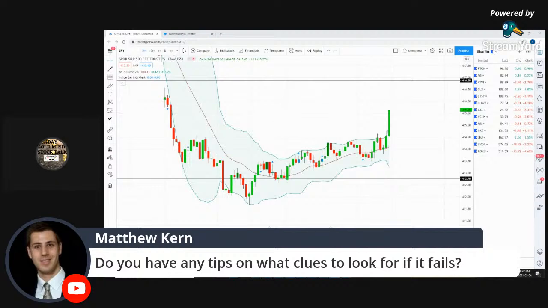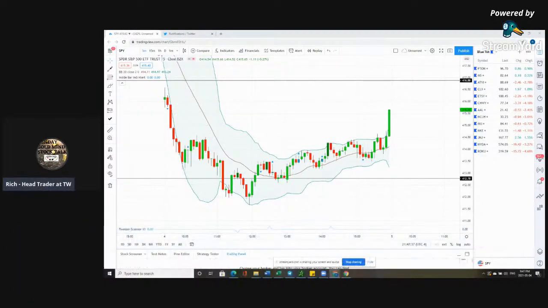Do you have any tips on what clues to look for if it fails? If it fails, you're going to get stopped out. There's nothing you can really do about it. With the opening range breakout, you take it, and if you get stopped out, it's okay. Because you can see, right, when you're right, you can make a lot. You can make between 2 to 5 times your money. So you just have to play the odds game, right? If it's wrong, you take your stop loss and you come back another day. That's just how trading is.